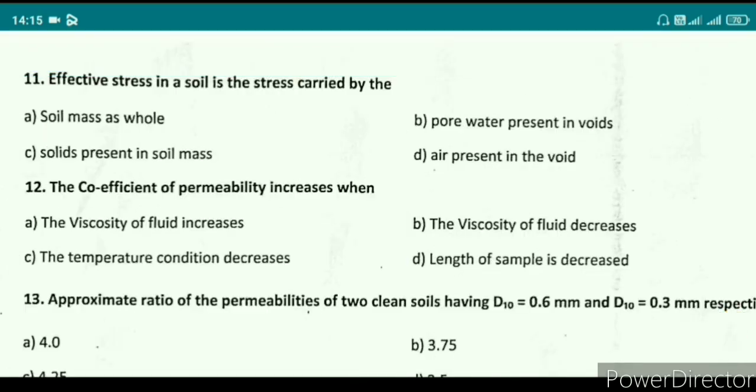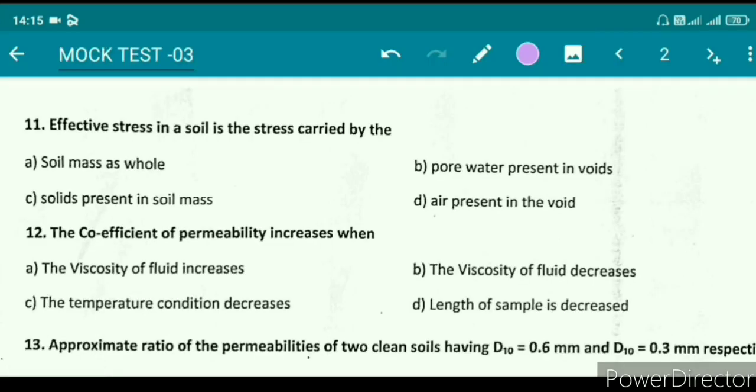The next question is, effective stress in a soil is the stress carried by the option A, soil mass as a whole, option B, pore water present in voids, option C, solids present in soil mass, option D, air present in the void. So the right answer for this question is option C, solids present in soil mass.